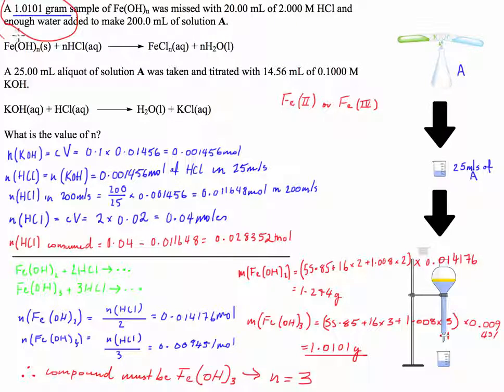So this problem here was a little bit tricky. Trying to find the value of n meant we had to come up with all the different combinations of iron hydroxide. But apart from that, it's not too tricky. It's just we have to work through all the steps.